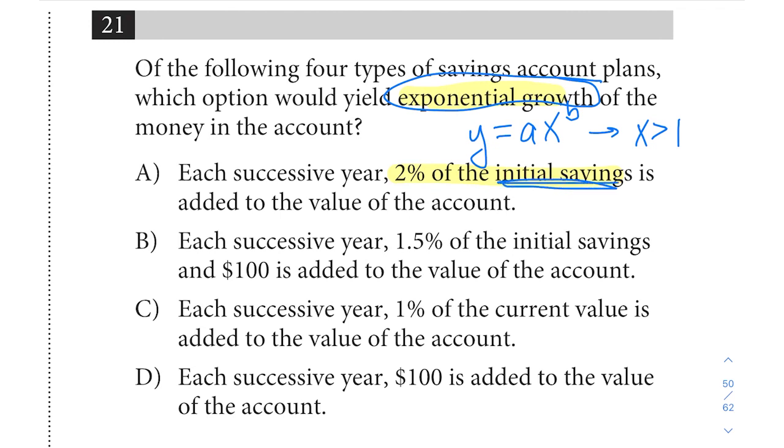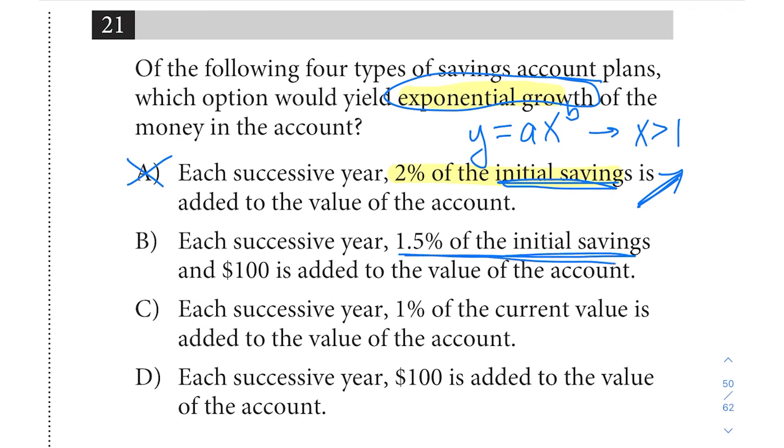Well, let's see. It's 2% of the initial savings. And if it's initial savings, does that amount increase year over year? Well, if we're using that 2% based on the initial, then that means that that's going to be just a constant amount, which means that this would actually represent a linear growth. So we can say no to answer choice A on this because we're looking for something that represents exponential growth.